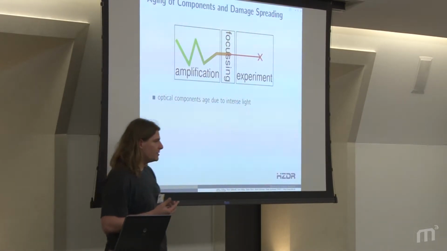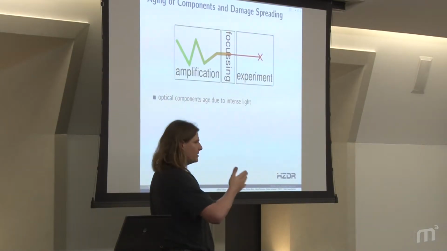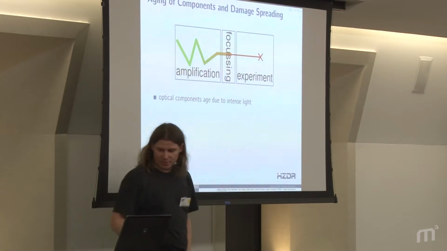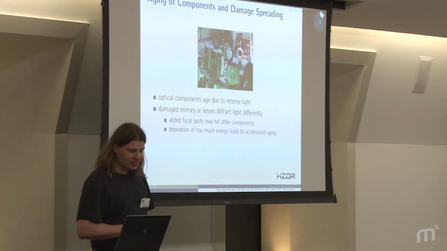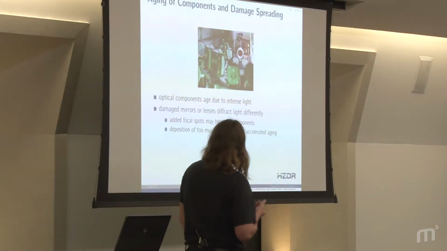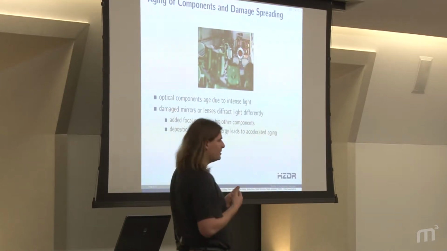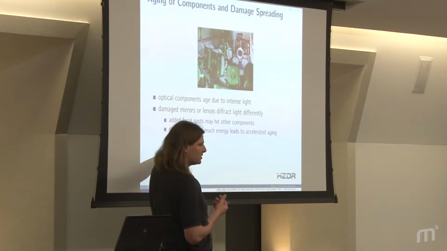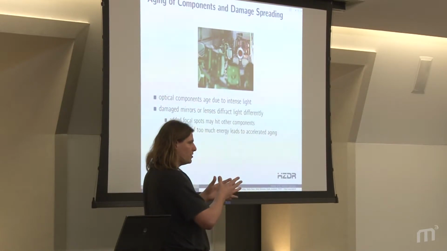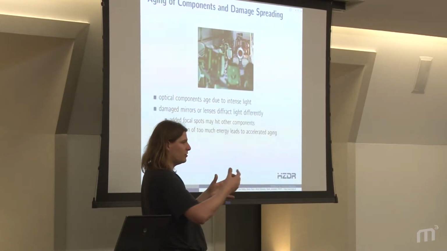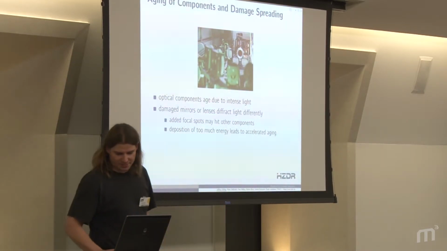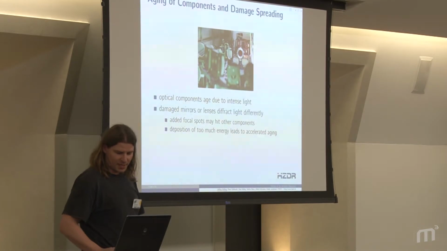It's already intense light, so the components are basically running at the limit already. Components age due to the stress, and at some point they may break. If you have a damaged mirror in our system, then it diffracts light differently and may add other focal spots which can hit different components. Then one broken mirror will basically hit another component, which will also break. This one will break another one. You get a cascade, and if you don't stop it, it will break your whole laser.